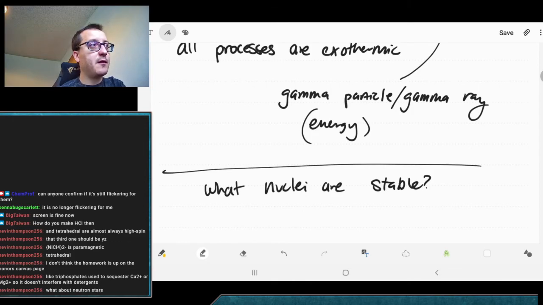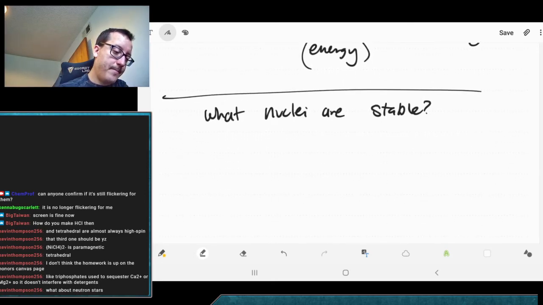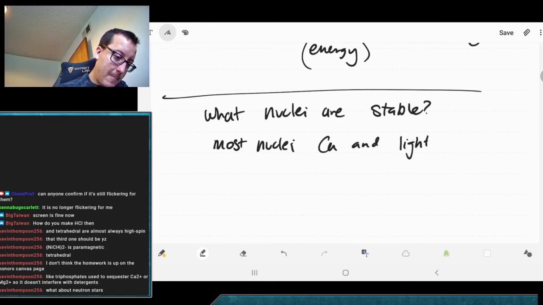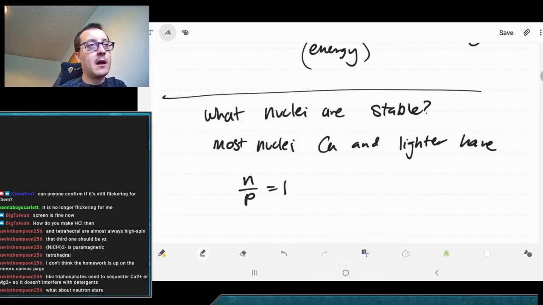Since we're talking about nuclei breaking down when they're unstable, we should consider some factors that make nuclei stable, so we can roughly predict if a nucleus will be stable or not, or what type of process it's going to undergo. Typically, most nuclei, calcium and smaller, lighter, have a neutron to proton ratio of about 1.